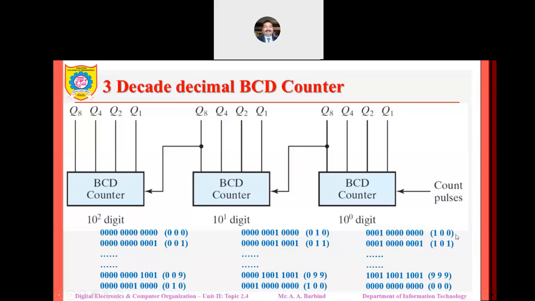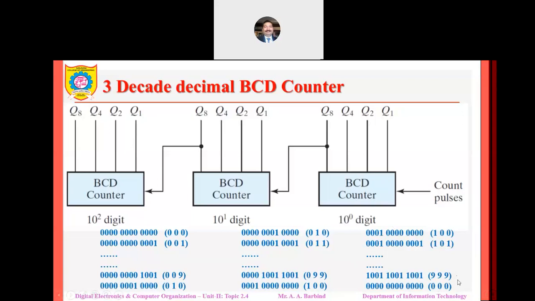Okay, so eventually the subsequent pulses will move this particular count from 100 to 101, then 102, 103, like that, and finally at the 999th pulse, the output of the 3 digit decimal counter will be 1001 1001 1001. So the output of all the BCD counters will be 1001, and at the next clock all the BCD counters will reset to 0000.